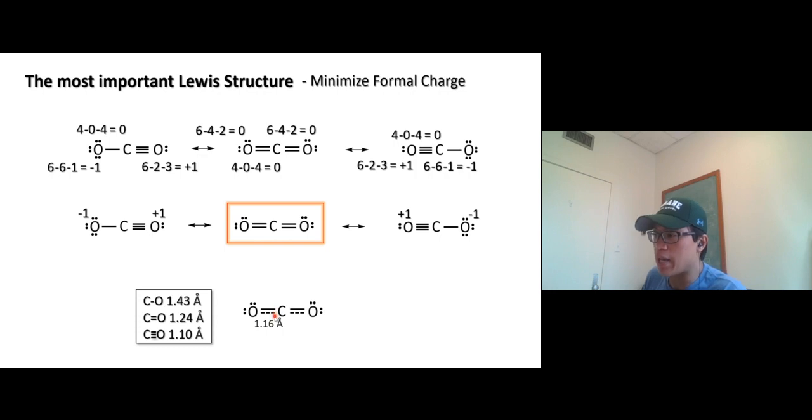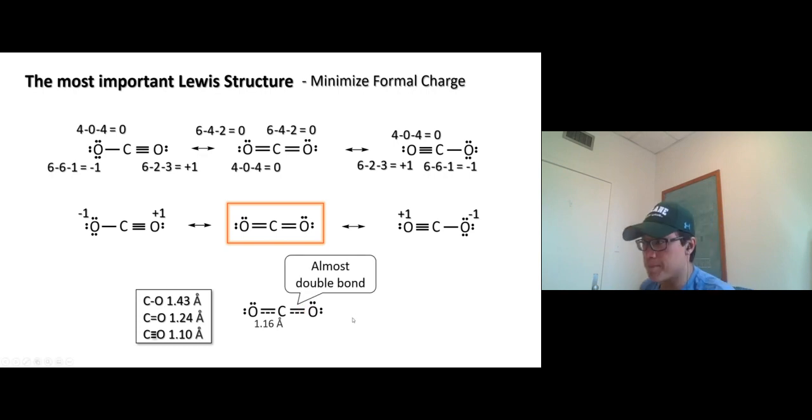Experimentally, we find that the CO bonds in carbon dioxide are the same, both bonds are the same, and the bond length is similar to the bond length of a C double bond O, not a single bond or a triple bond. So it is almost a double bond basically. So this one contributes to the real structure of carbon dioxide the most. This is the most important Lewis structure.